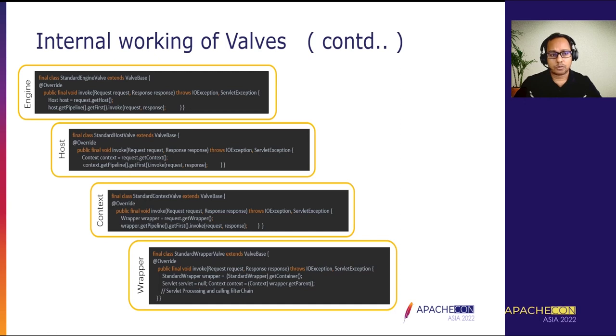This slide shows the standard valves, which are the default valves that are invoked at the engine, host, context, or wrapper level. You can see that it's pretty much a similar implementation. The standard engine valve invokes the standard host valve. The standard host valve invokes the standard context valve. The standard context valve invokes the standard wrapper valve. And finally, the standard wrapper valve calls for the filter chain and servlet processing. So if no valves are defined in the Tomcat configuration, the chaining will be executed only with the standard valves.